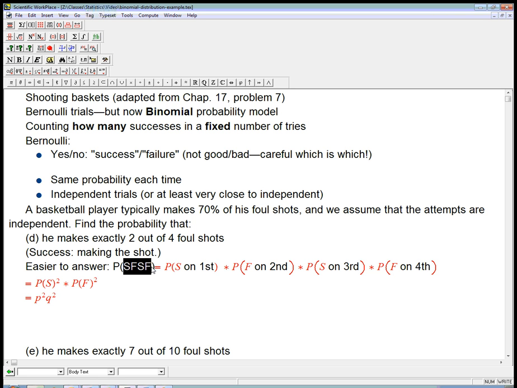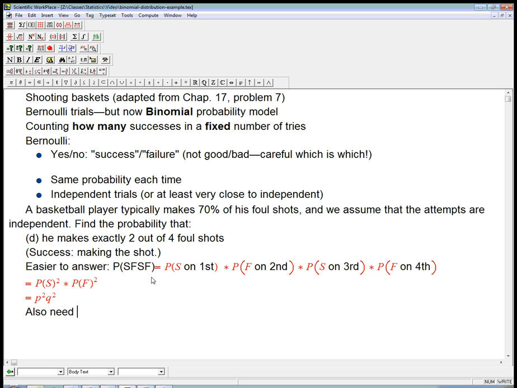This is only one of many ways that he could make 2 out of the 4 foul shots. In a lot of these situations, you don't necessarily care which ones he made and which ones he missed. It's a situation where the score that he gets is just the sum of how many times he succeeded. And so we only care about the sum. It's a very typical case. And we'll see that it translates into some very important statistical principles later. So if we only care about the sum, then this is one of many disjoint possibilities.